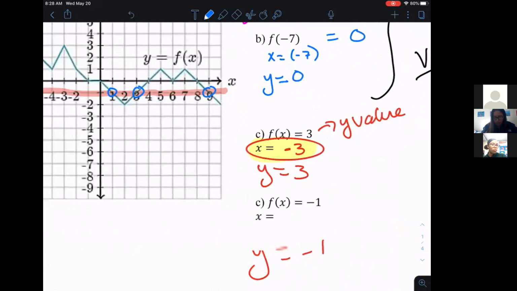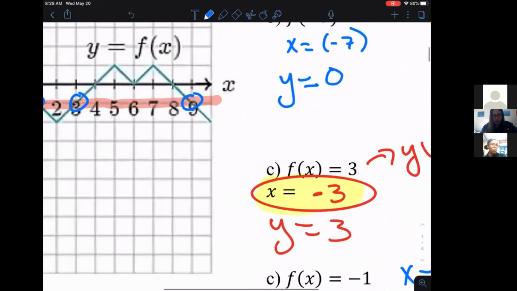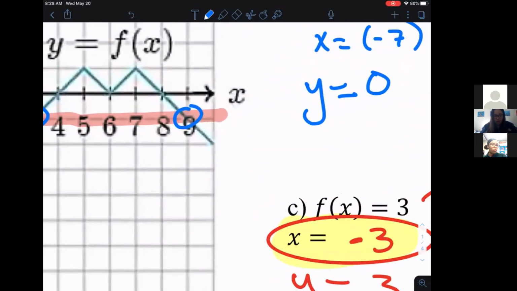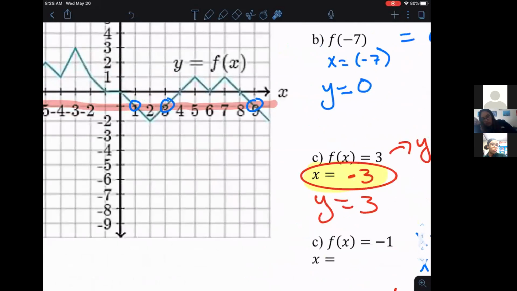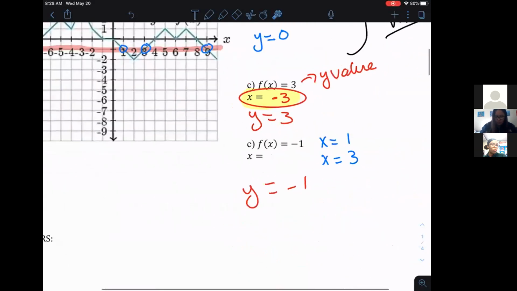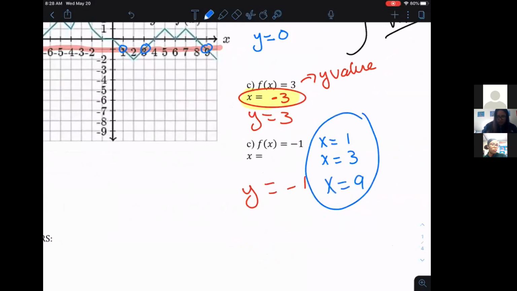Our first point is going to be at X equals 1, then at X equals 3. And don't forget about this one all the way over here, okay? Be super careful. This is also one of the points, all right? So don't forget about one, even if it's all the way on the right or all the way on the left, be careful. 1, 3, and 9. Again, we should have 3 different answers. X is 1, X is 3, and X is 9.